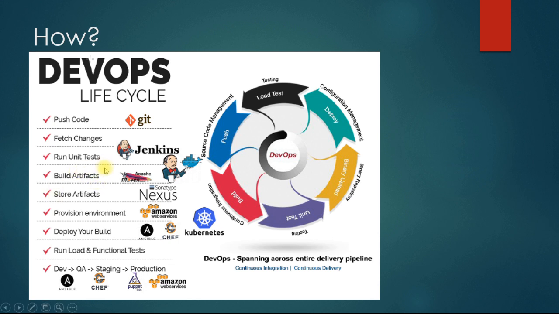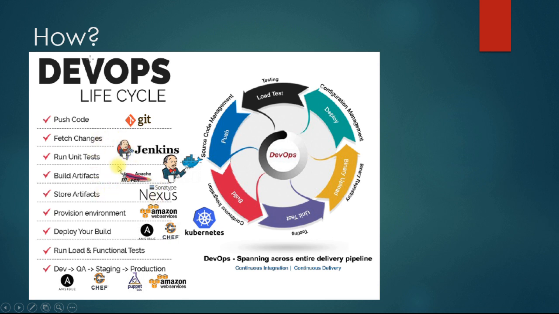Okay, so from the code, they'll fetch the code, run some unit test, build the artifact and store the artifact. So there are tools like Jenkins which can do all of this operation. Jenkins can get integrated with different tools like Maven, which is a build tool for Java, and also tools like Nexus, which is a place where you can store your artifacts or your softwares. And this part is continuous integration.